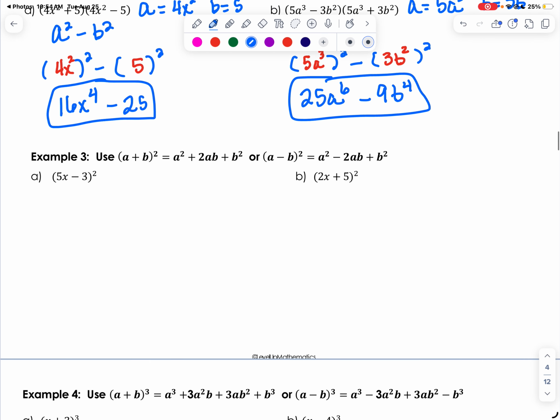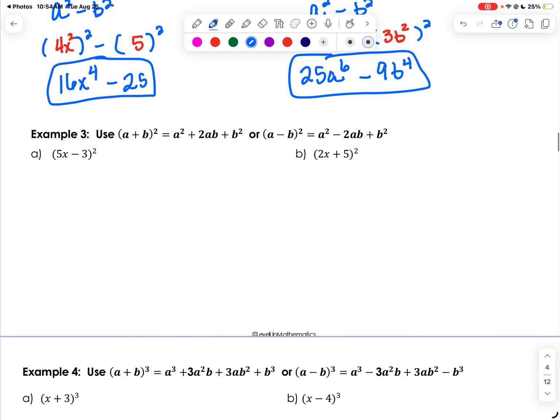Example 3. Let's practice the square of a binomial. The square of a binomial, if you have a plus b quantity squared, is a squared plus 2ab plus b squared. Or if you have a minus b quantity squared, your identity is a squared minus 2ab plus b squared. So in problem A, we have 5x minus 3 quantity squared. So that means we'll be using this identity, a squared minus 2ab plus b squared.